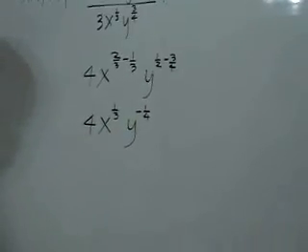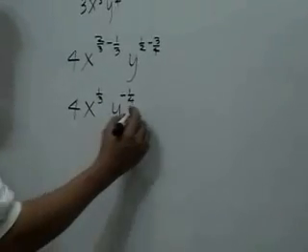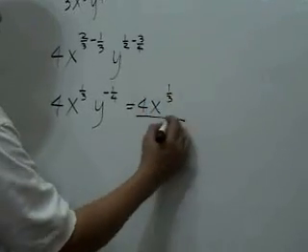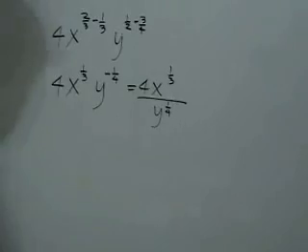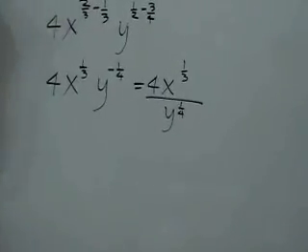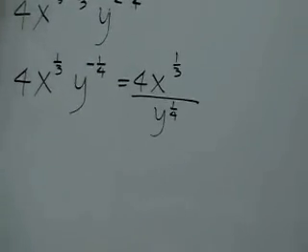We cannot stop here because we still have a negative exponent. To make that positive, we can write this as 4x^(1/3) over y^(1/4). But now we have a fractional exponent in the denominator, and we cannot refer to this as being in simplified form.